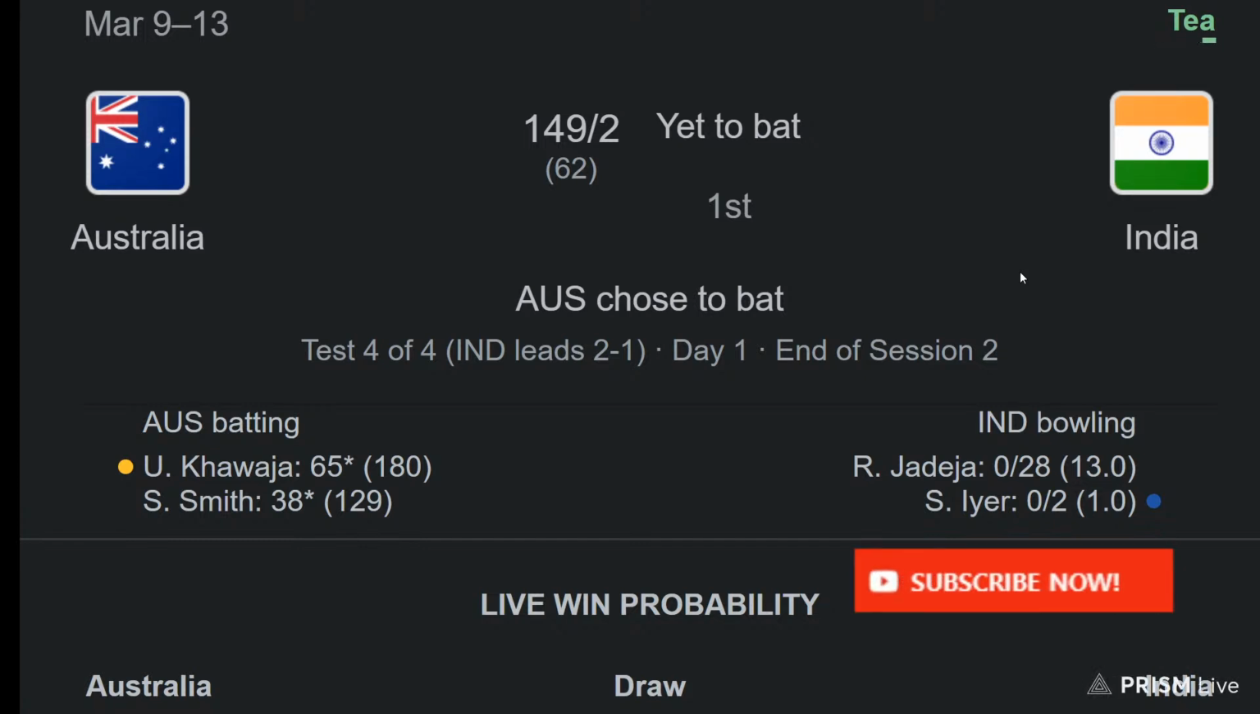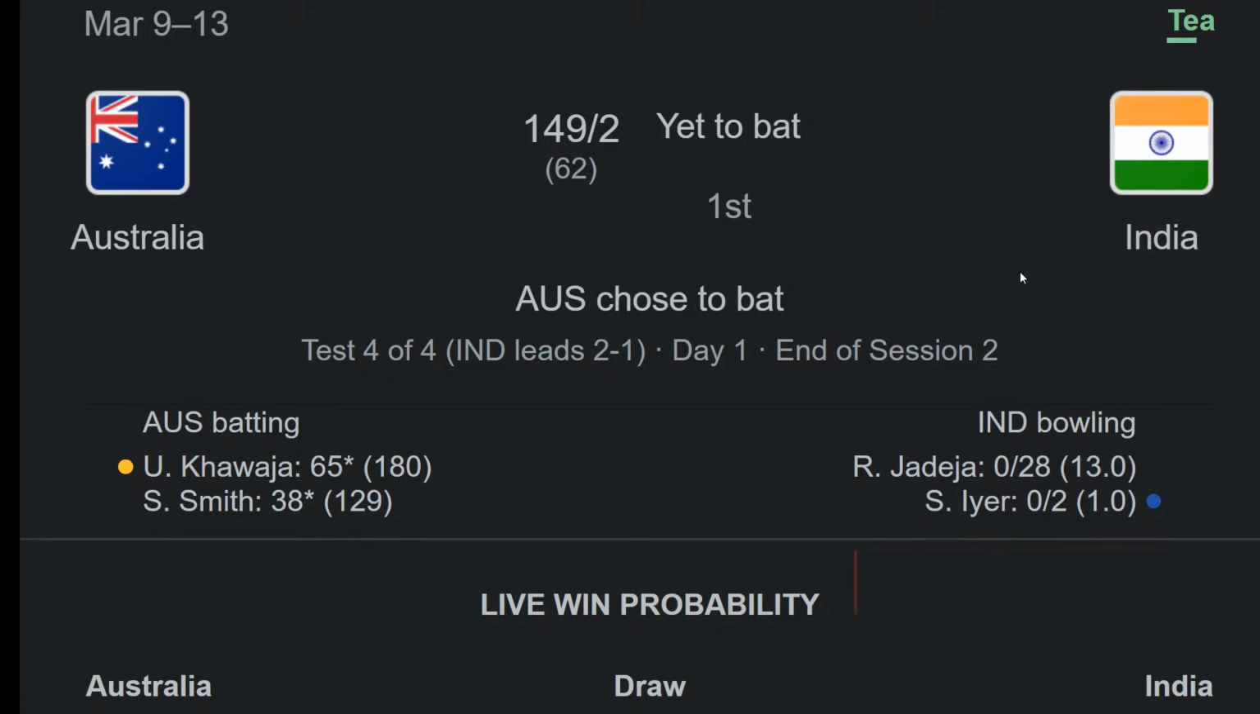Mastercard Test Series 2023, India versus Australia. Australia won the toss and decided to bat first, and they have scored 149 for the loss of 2 wickets. Head, caught Jadeja, bowled Ashwin, and Labuschagne bowled Shami, 3. The two not out batsmen are Usman Khawaja, 65, and Steve Smith, 38. The last session will start within a short time.